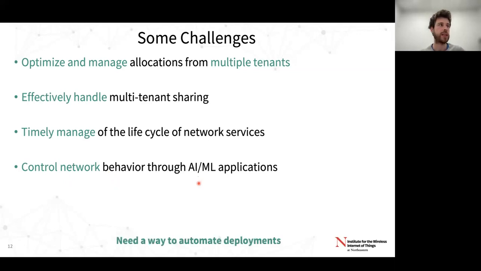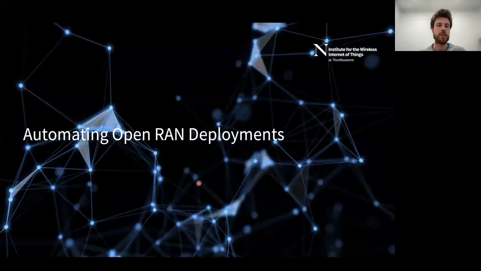So in all of this, we need a way to automate deployments because it's just not feasible to program this manually at scale for a large number of base stations. So this brings me to the next portion of the presentation, which is: how do we automate our deployments in OpenRAN?